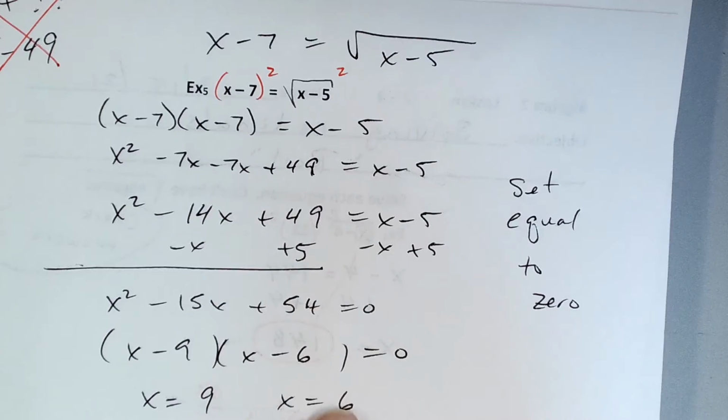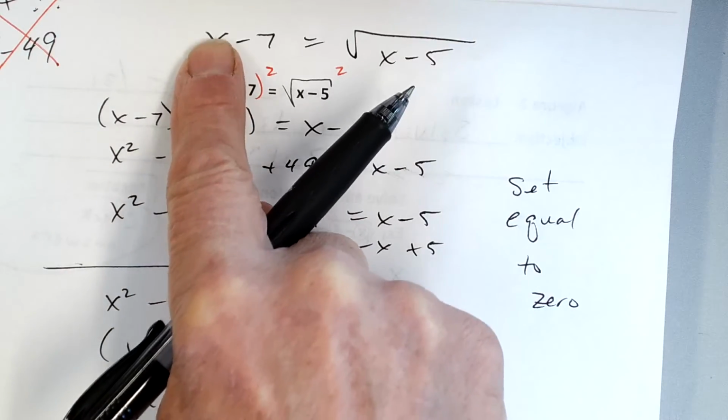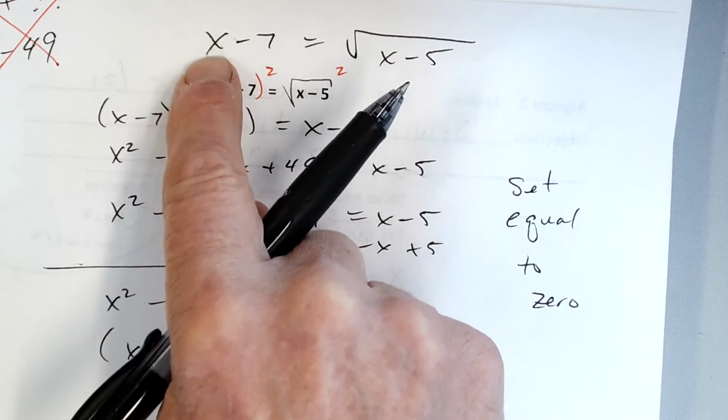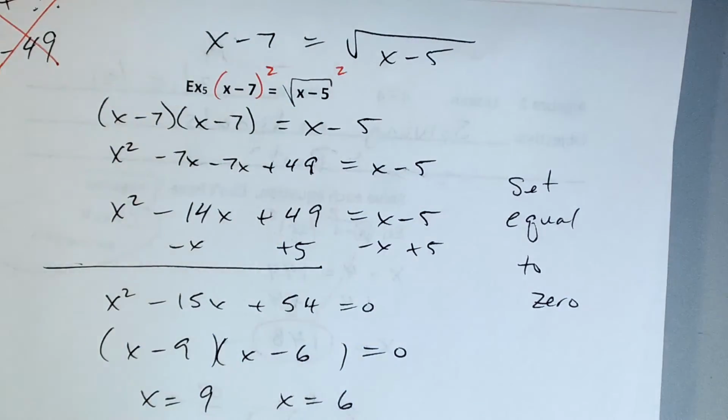Does anybody see why the 6 doesn't work before I even start? What's wrong with the 6? Right there. What's wrong with the 6? If I put the 6 right there, what happens? It's a negative, right? So let me prove to you real quickly, put in my calculator.